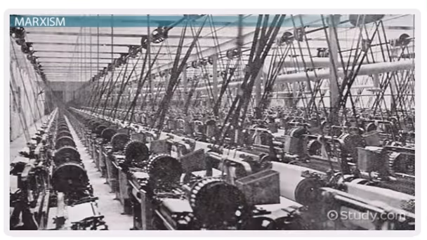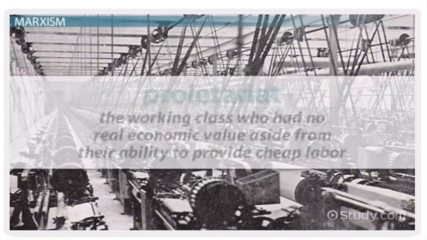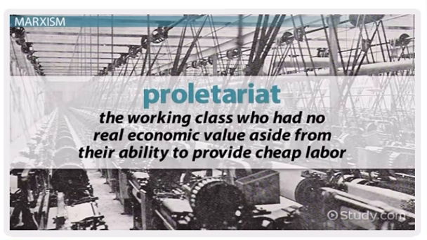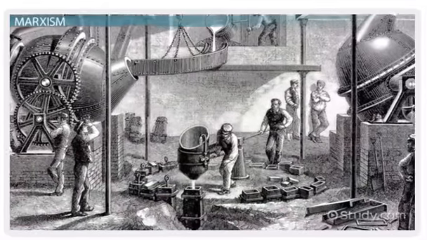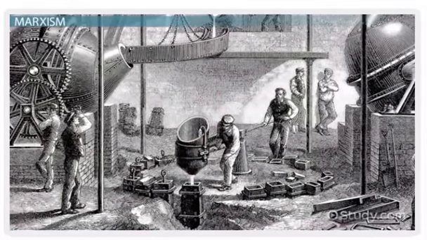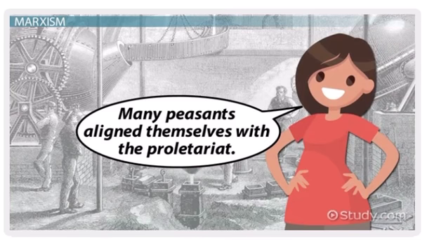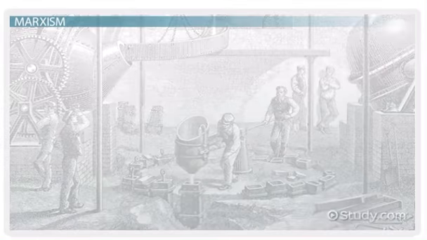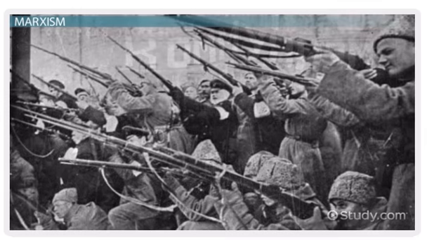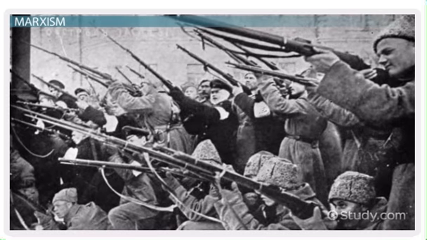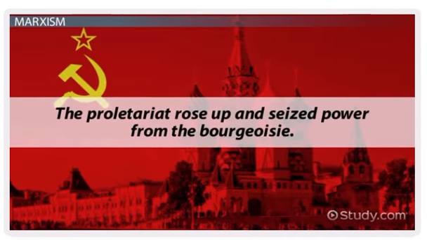The bourgeoisie managed and supervised the proletariat, the working class who had no real economic value aside from their ability to provide cheap labor. Oftentimes, the term proletariat refers only to the industrial working class, not the peasantry. However, during the Russian Revolution, many peasants aligned themselves with the proletariat against the bourgeoisie. This class struggle between the bourgeoisie and the proletariat came to a head in the Russian Revolution, the result of years of struggle between the haves and the have-nots. During the revolution, the proletariat rose up and seized power from the bourgeoisie.